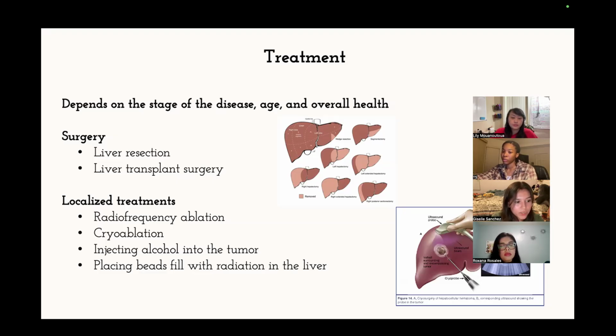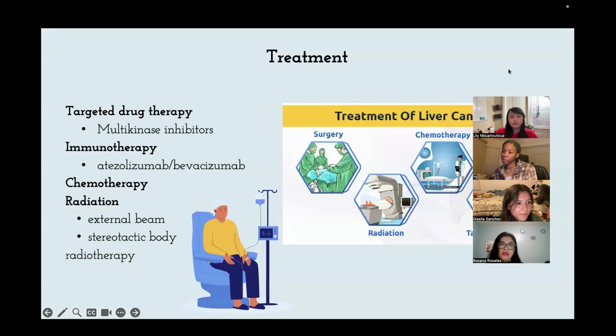The other options are injecting alcohol directly into the tumor, which causes the cells to die. There's also one placing beads filled with radiation, and they're just tiny spheres that contain radiation, and they're also placed directly on the tumor as well. And then other treatment options are the targeted drug therapy, and this is just to block the abnormalities present within cancer cells, which is able to kill the cancer cells as well.